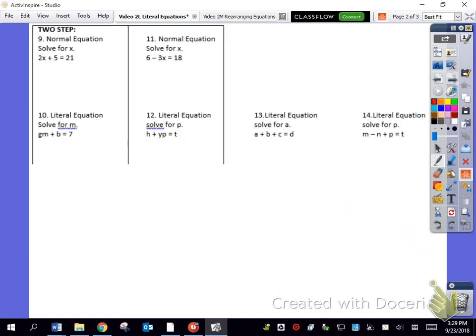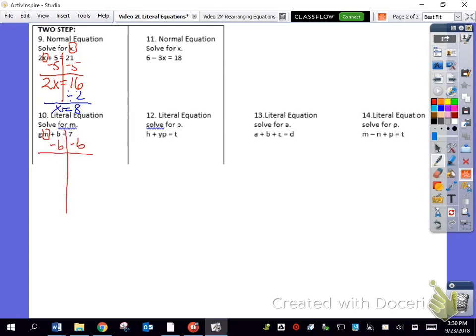Now let's talk about two-step. Same thing. I'm solving for x, and so the very first thing I do is subtract 5. So 2x equals 16, and the opposite of multiplying by 2 is to divide by 2. So x equals 8. Well, I'm going to do the same thing. I'm going to solve for m. So here's my m. The opposite of adding b is to subtract b.